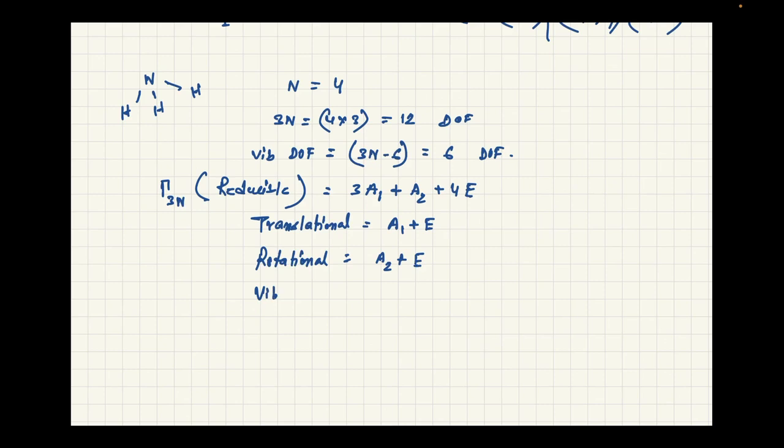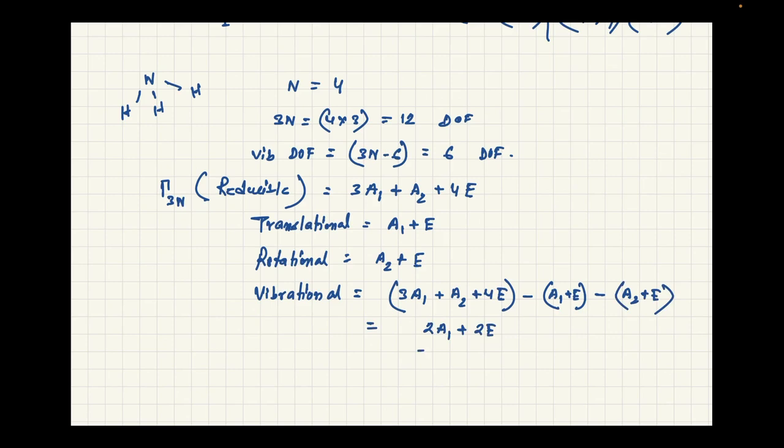So the vibrational degrees of freedom will be 3A1 plus A2 plus 4E, minus translational A1 plus E, minus rotational A2 plus E. Okay, so vibrations will be 2A1 plus 2E. E is 2 dimensional, so 2E means it is 4. 4 plus 2 equal to 6. So 6 vibrational degrees of freedom will be represented.